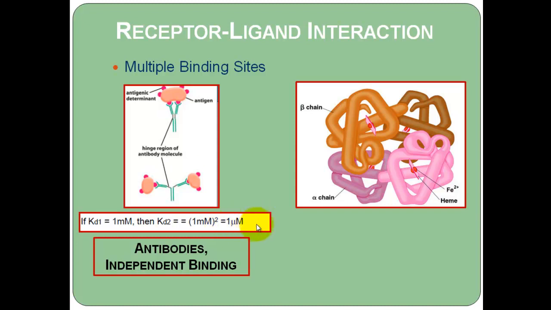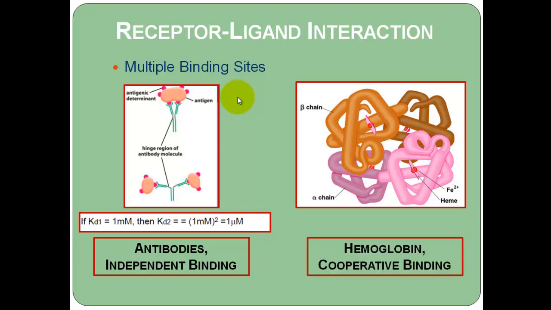Notice how that lowers the value of the KD, and a smaller value of KD means a tighter bond, so the antibody can bind to the antigen stronger. In the case of hemoglobin, the sites are not independent, and they exhibit what's known as cooperative binding. We'll take a look later on in this video at the details of cooperative binding. To understand this better, let's first define an important concept known as fractional occupancy.